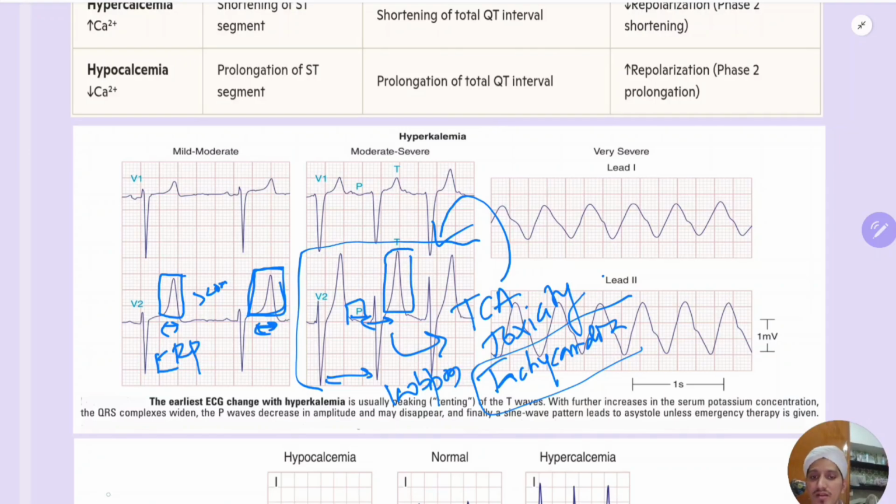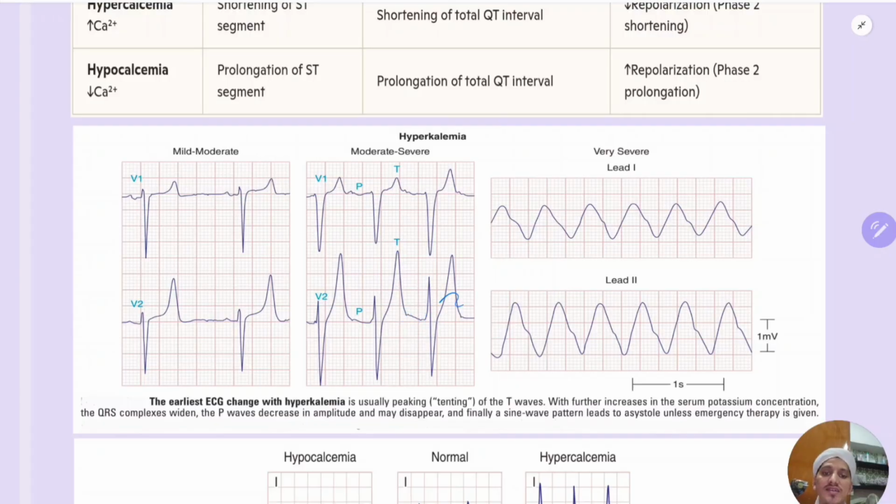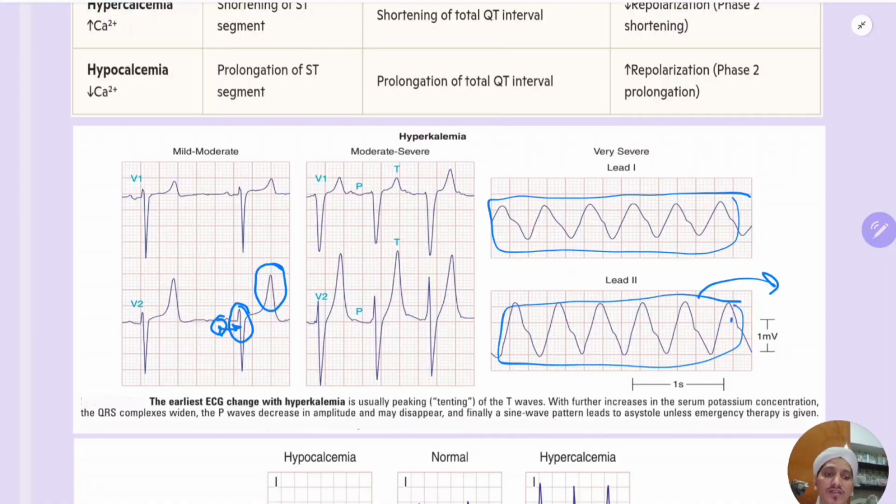So these are the changes. First there will be tall T waves, then flattening of P waves, then prolongation of the PR interval, then the QRS width will increase. Then in severe cases you will have this sine wave pattern, and if not treated, it will go into asystole.